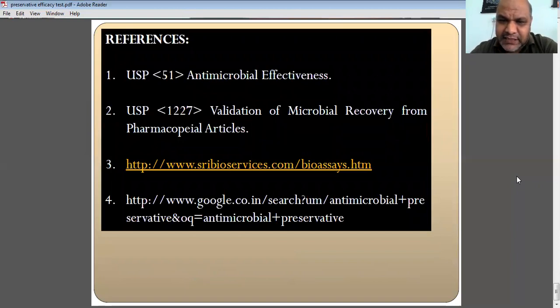Okay, so these are certain references that come under the preservative effectiveness test. And if you want to go through these references, you will find more and more information regarding these testings. Okay, so I think that this is enough for the antimicrobial preservative test.